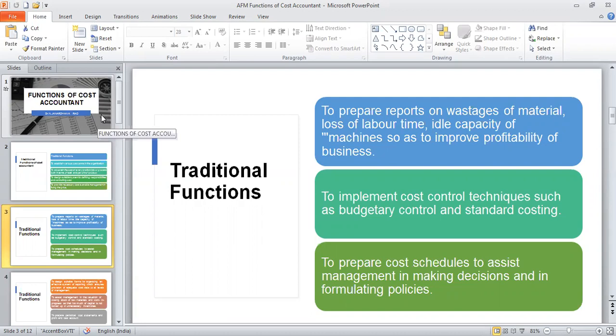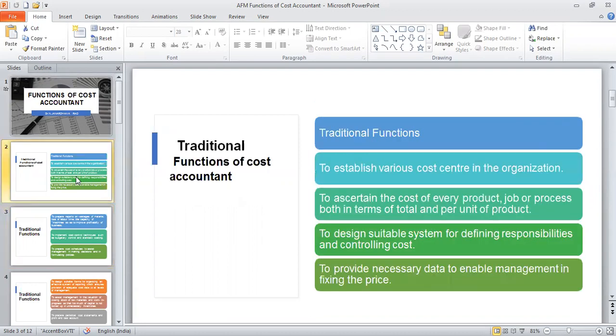Today we are going to discuss the functions of a cost accountant. They are classified into two categories: one is traditional functions, and the second one is modern functions. So, what are the traditional functions performed by the cost accountant?